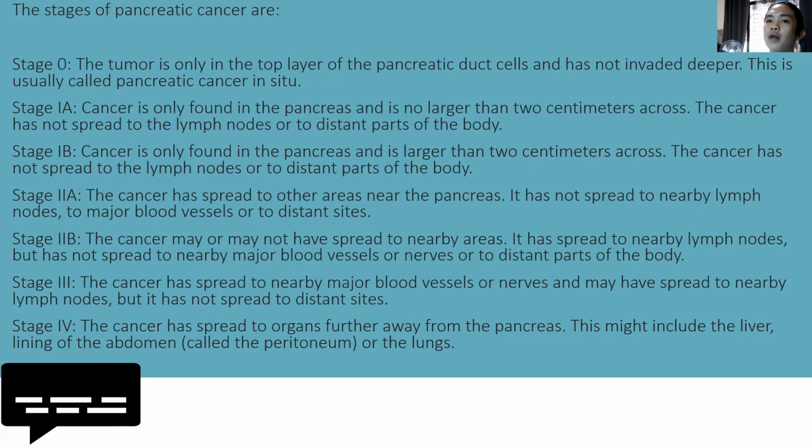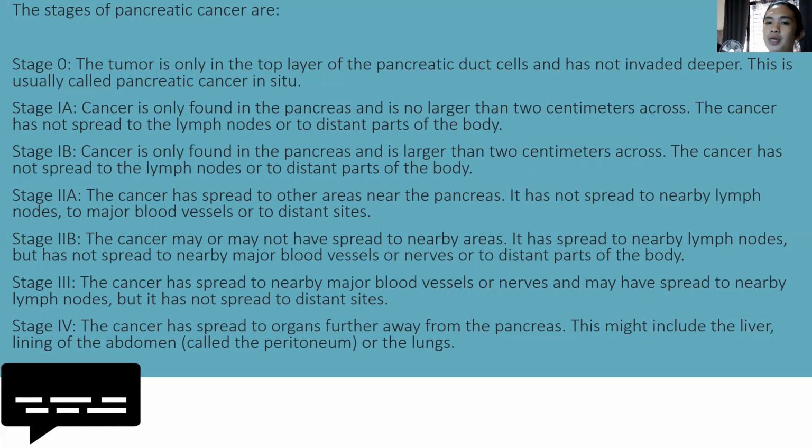In stage 1B, cancer is only found in the pancreas but is larger than 2 centimeters across, but the cancer has not yet spread to the lymph nodes or any distant parts of the body. In stage 2A, the cancer has already spread to other areas in the pancreas, but it has still not spread to nearby lymph nodes or to any major blood vessels or to distant sites.